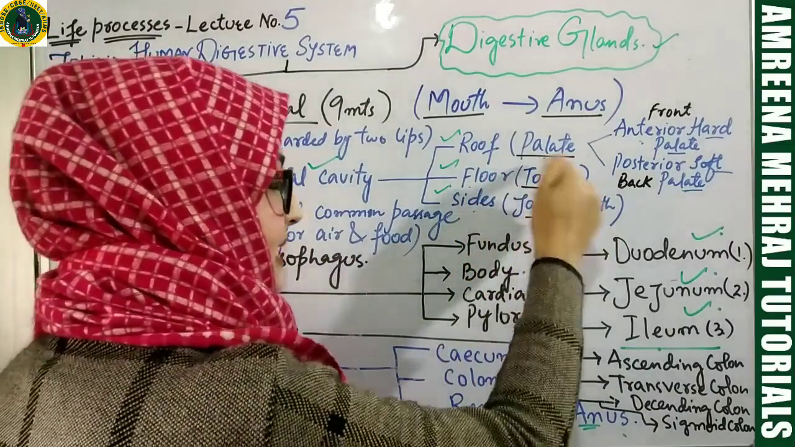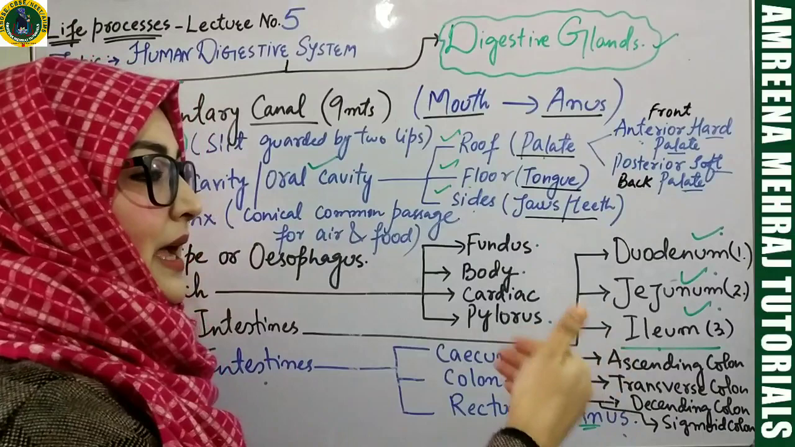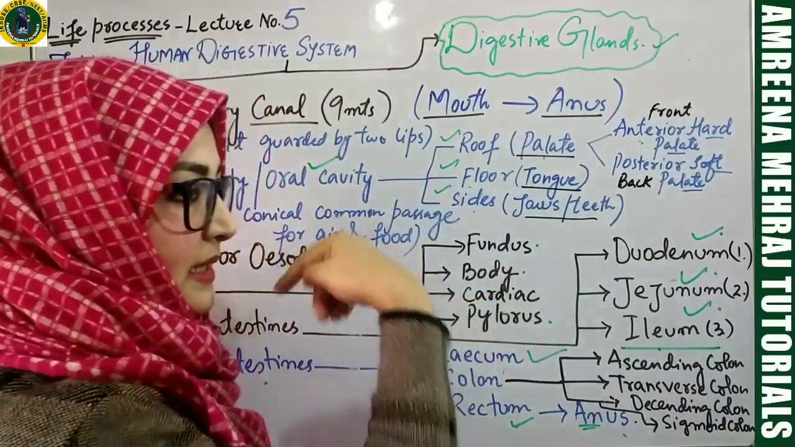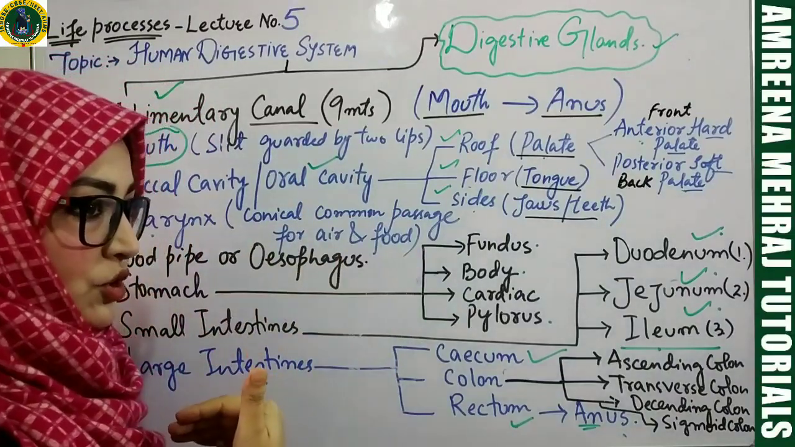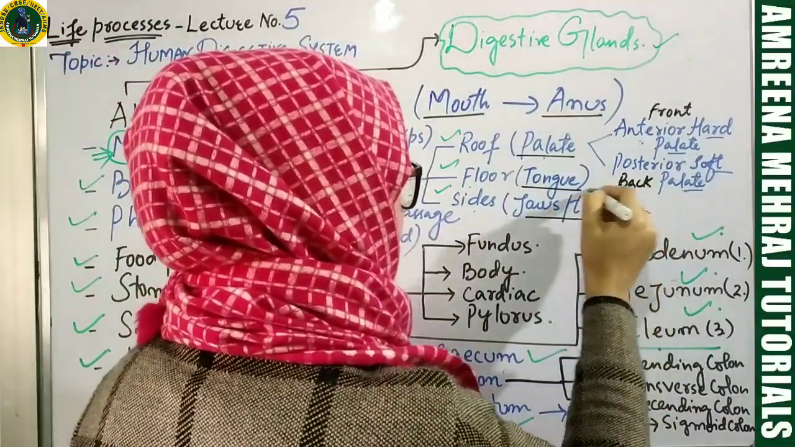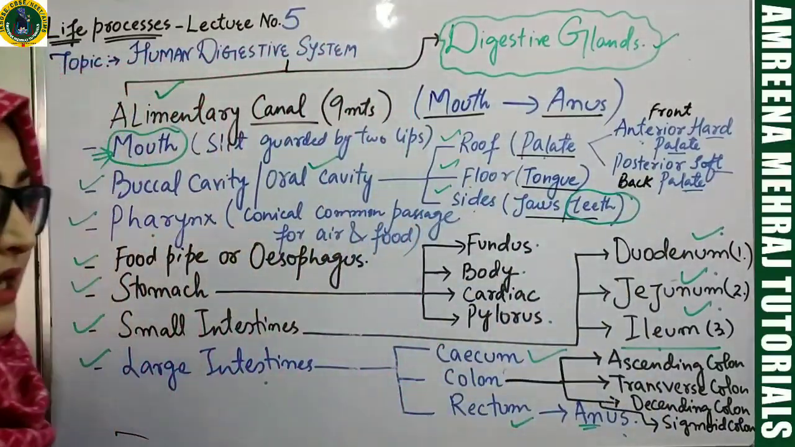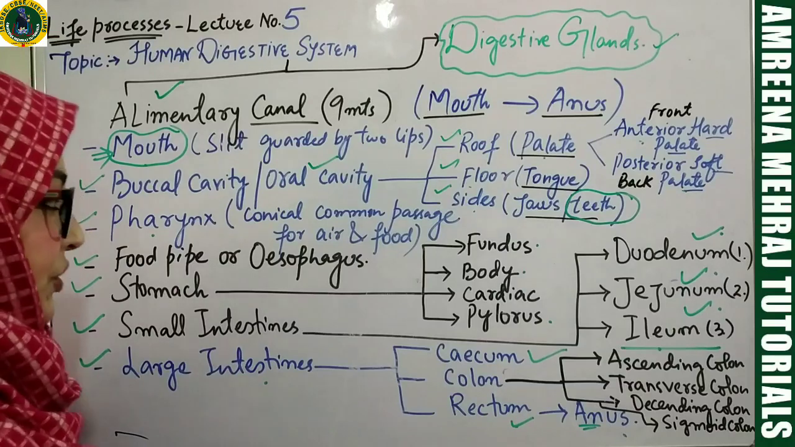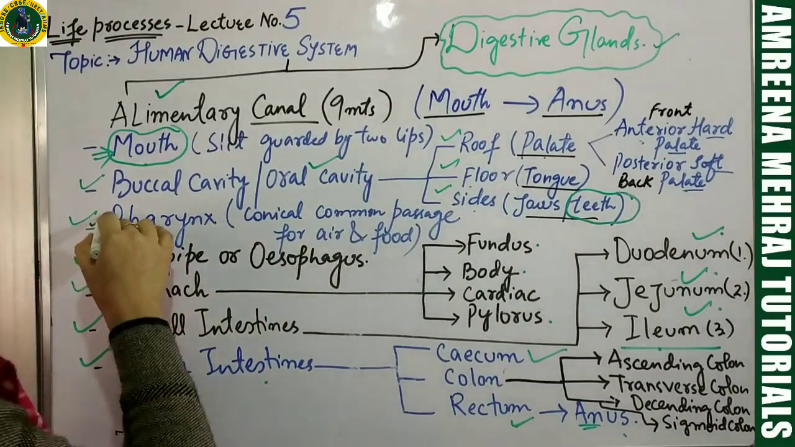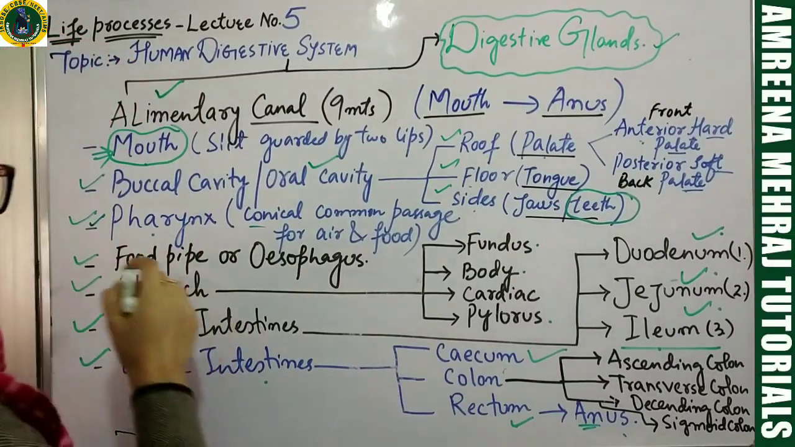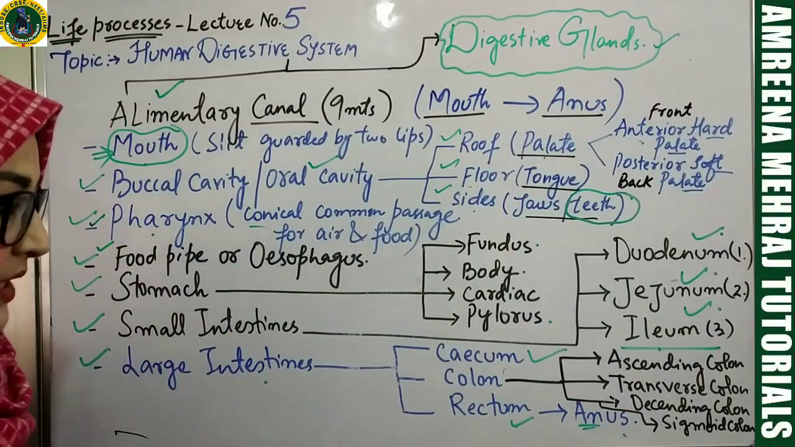Then we'll see the tongue on the floor, which is attached at the posterior portion. And then we'll see the sides. On the sides, we'll see the jaws, the upper jaw and the lower jaw with the teeth. Definitely we have to go into the structure of teeth for this class, and we have to look at the different terminologies which are associated with the tooth. Then I'll take you to the pharynx, which is going to be a passage for both air and food. And then I'll take you to the food pipe, the esophagus.